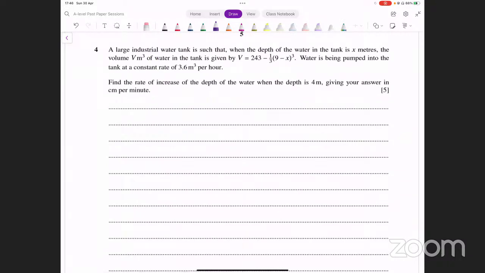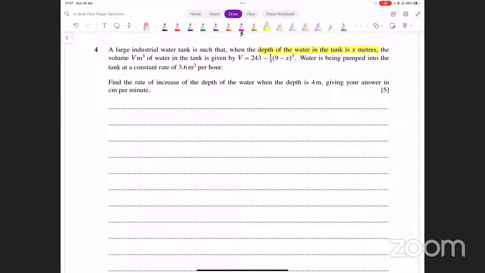Question number 4. A large industrial water tank is such that when the depth of the water in the tank is x meters, the volume V in the tank is given by this. Okay, volume of tank is given here. We are told that water is pumped into the tank at a constant rate of 3.6 meter cube per hour. Find the rate of increase of the depth of the water. Because the depth को किससे represent किया हुआ? उसने कहा depth is x, right? So we need to find the rate of increase of the depth of the water when the depth is 4 meters, giving an answer in centimeter per minute.